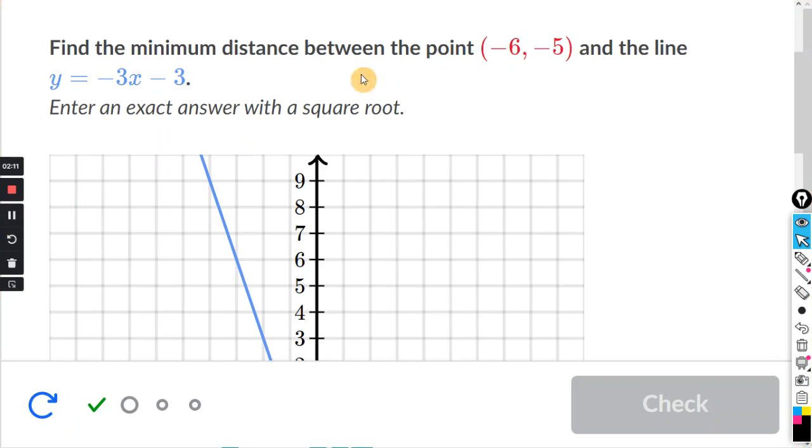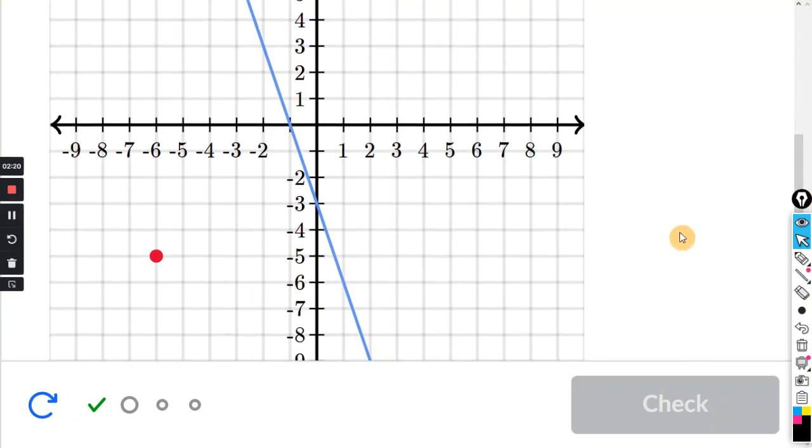They want us to find the minimum distance between the point (-6, -5) and the line y equals -3x minus 3. So basically, we're going to have to find the length of the segment that goes to this line and is perpendicular to the line. We're going to have to do a little bit of algebra for that.